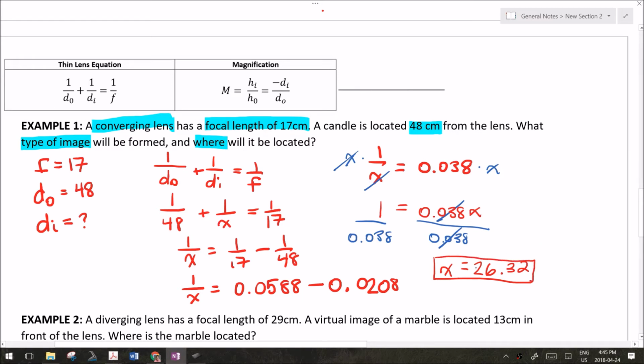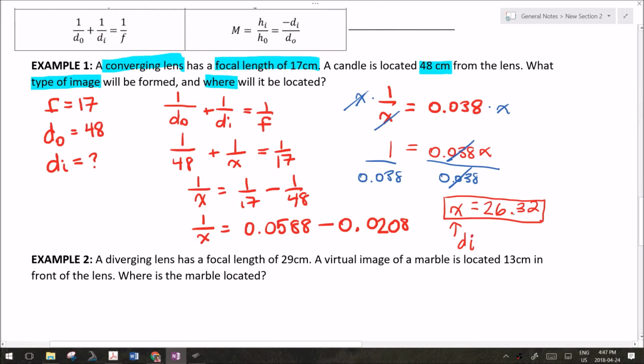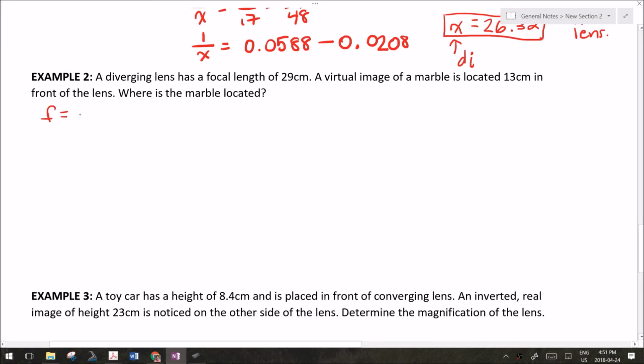So in this case, x, which remember, this is the distance of the object, or sorry, let's just correct that there. That would be the distance of the image. So the distance of the image is 26.32 centimeters. That's a positive number, so I can conclude that therefore the image will be a real image that is 26.32 centimeters from the lens.